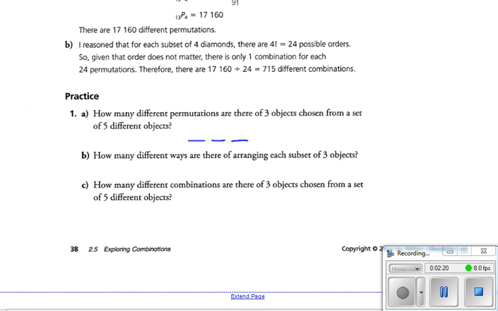How many options do we have for the first space? 5. How many options do we have for the second space? 4, and 3. So 5 times 4 is 20, and 20 times 3 is 60. We could have also solved this another way. We have 5 objects and we want to pick 3. It's a permutation, so order matters. And in our calculator, 5 pick 3 is also 60 arrangements.